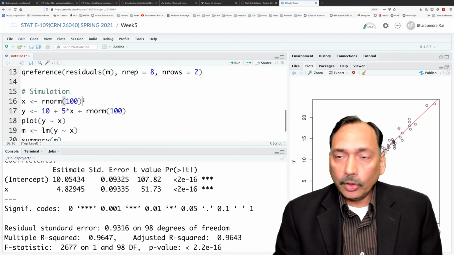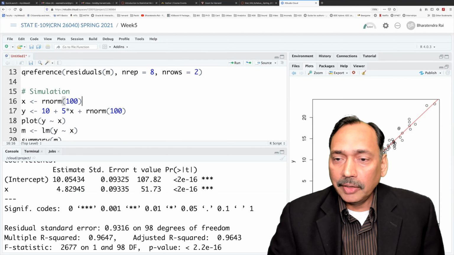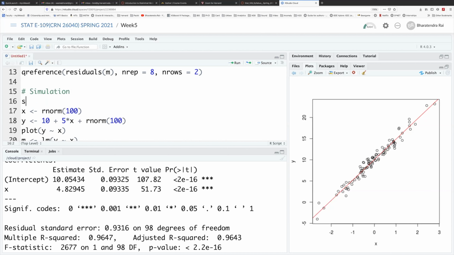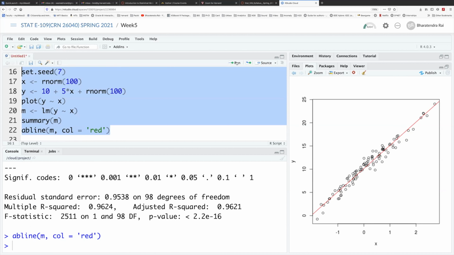In R, if you want to freeze that randomness, if you want to get the same plot again and again, the way you can do it is to use set.seed. It doesn't matter what number you use, as long as you are using the same number, you get the same plot. I'm just using number 7. And if I run this whole thing, we get this plot. If I run it again, it doesn't change. So at least that randomness is fixed.